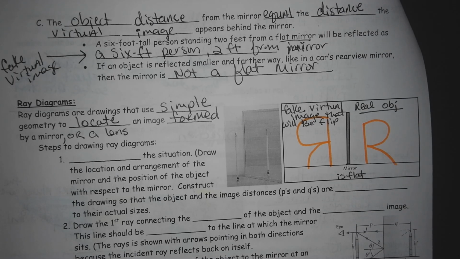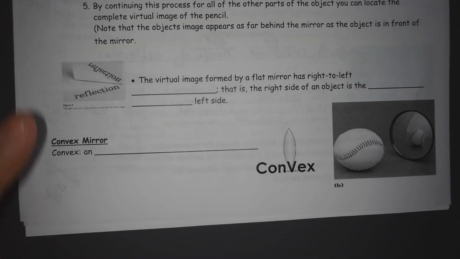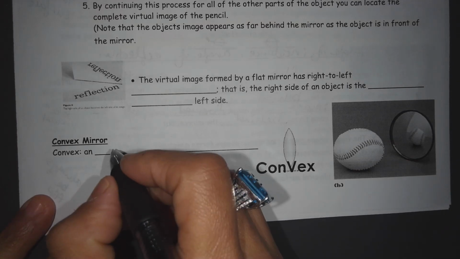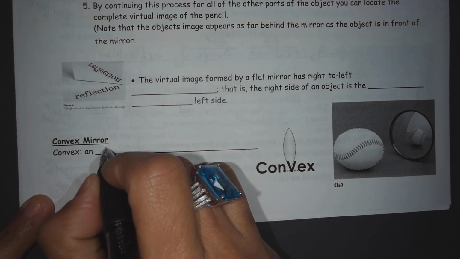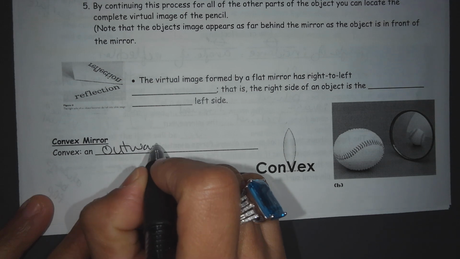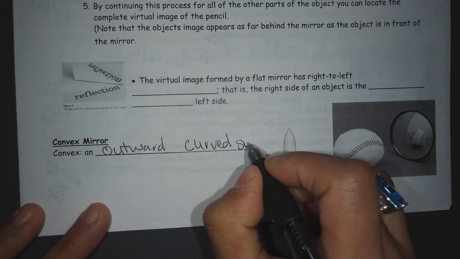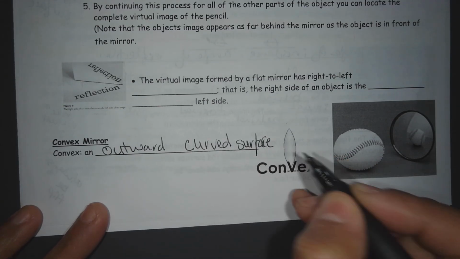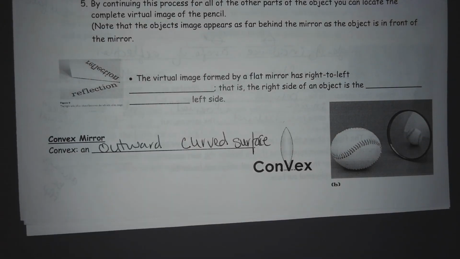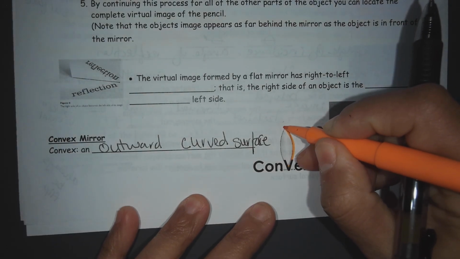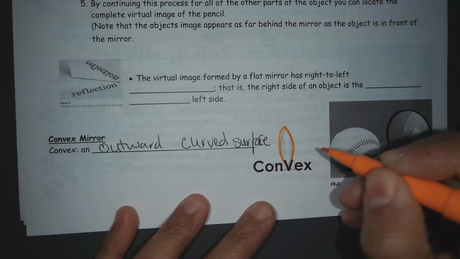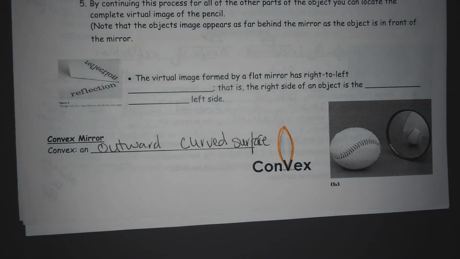But sometimes we come into situations where we have what we call convex. A convex is going to be curved on an outward curve surface. Do you see right here? Convex. Right here in the middle, it's bulgy. It sticks out.